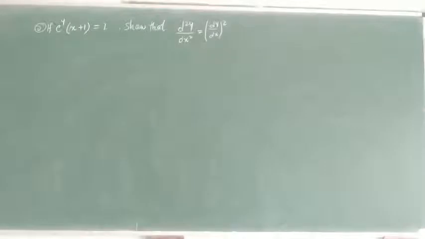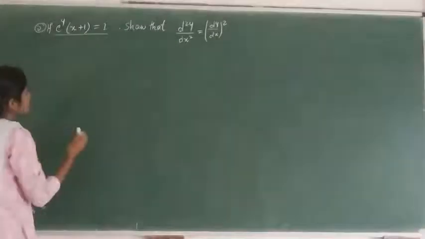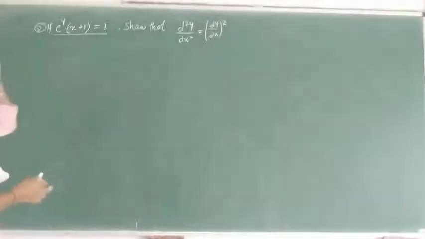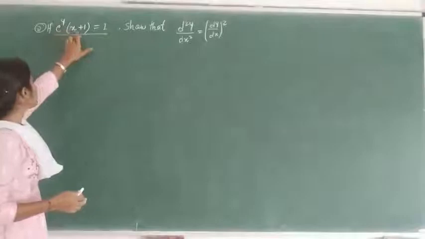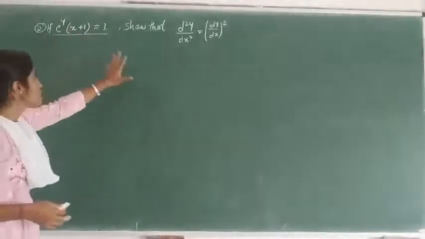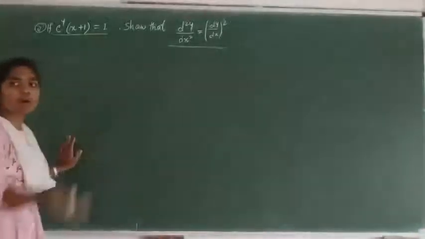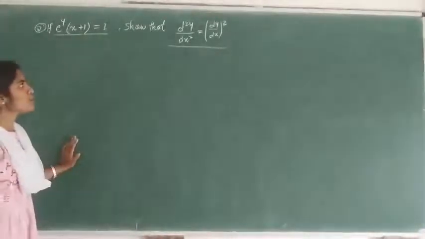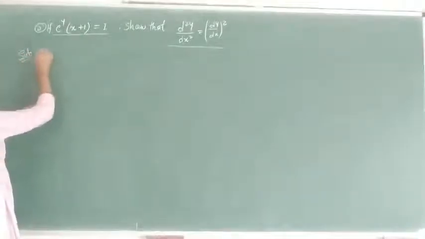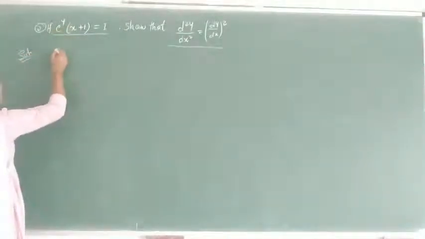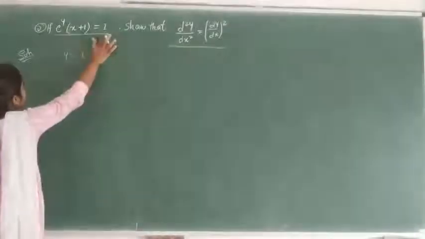The next problem we have, they have given one implicit function. So directly they didn't give y is equal to some function. They gave e power y into x plus 1 is equal to 1. So show that d square y by dx square is equal to dy by dx whole square, we have to prove. So how we can solve this problem is, first convert this in terms of y, that means convert this to y is equal to some function of x.